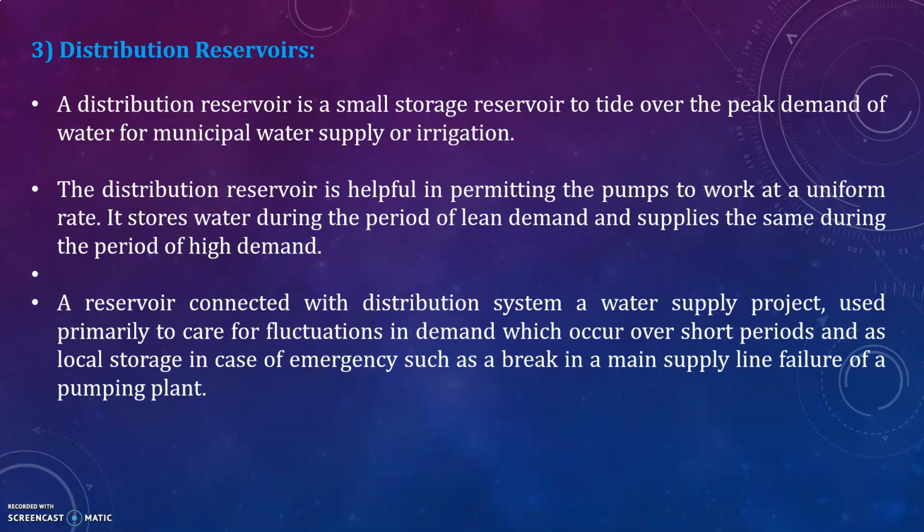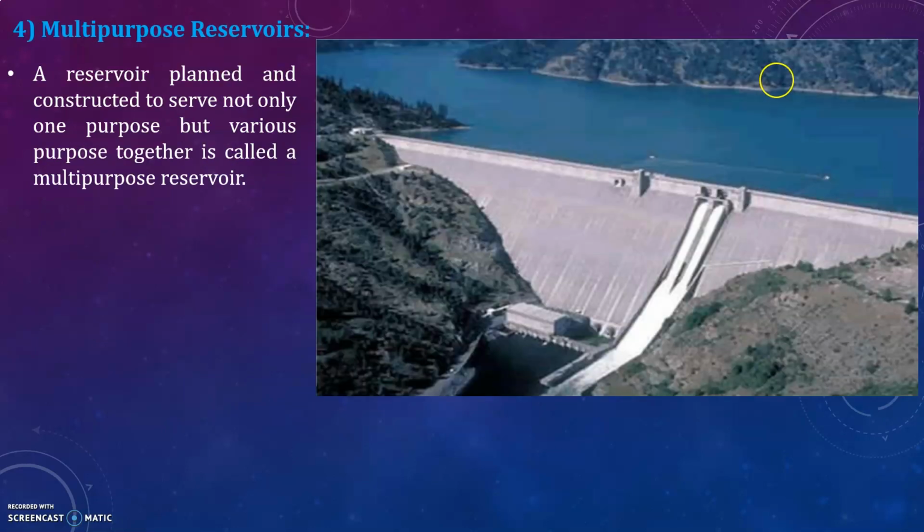A reservoir connected with the distribution system of a water supply project is used primarily to care for fluctuations in demand which occur over short periods, and as local storage in case of emergency such as a break in a main supply line or failure of a pumping plant.